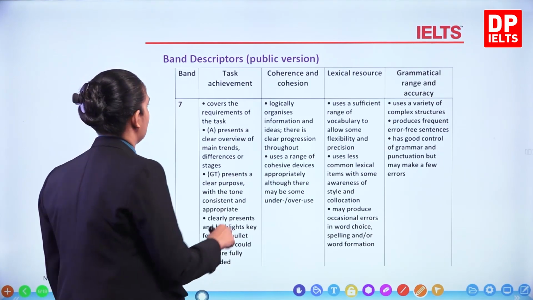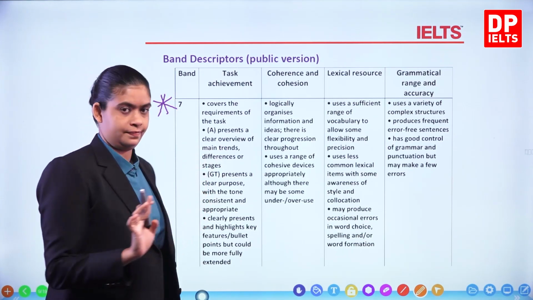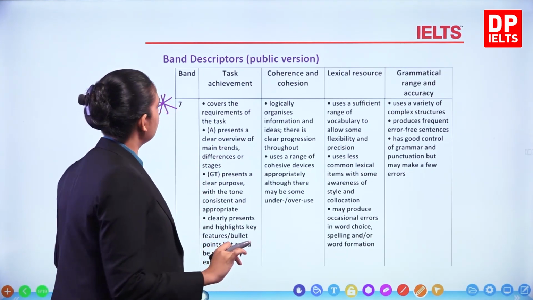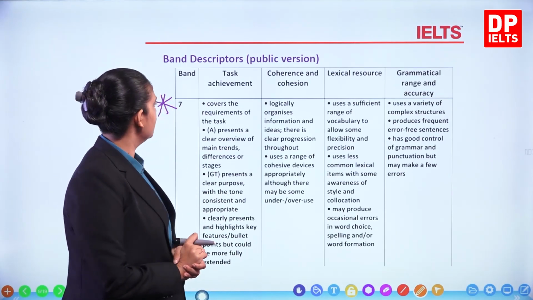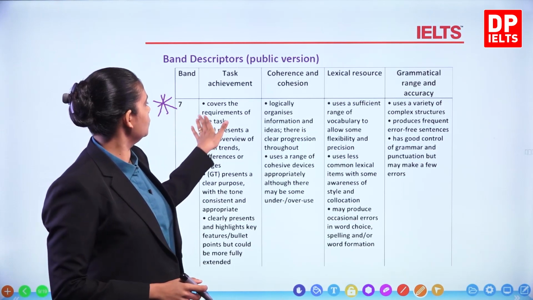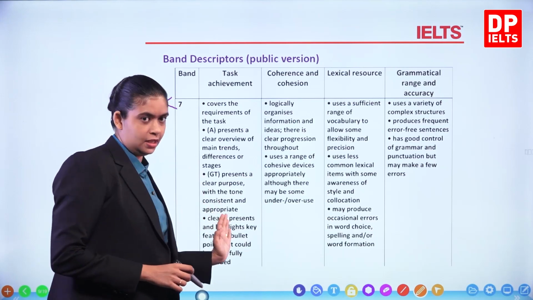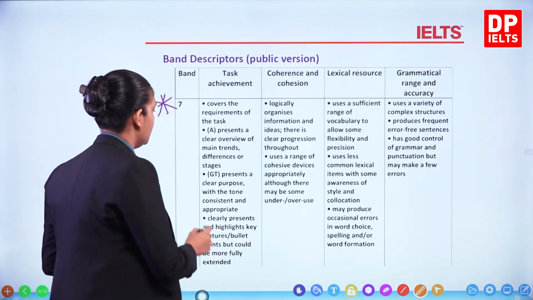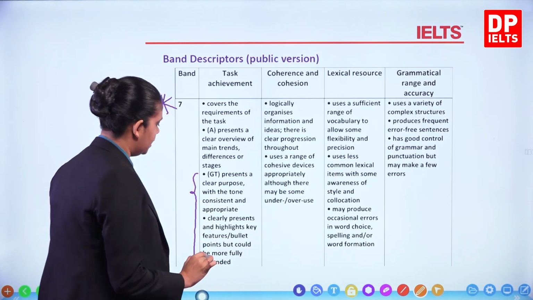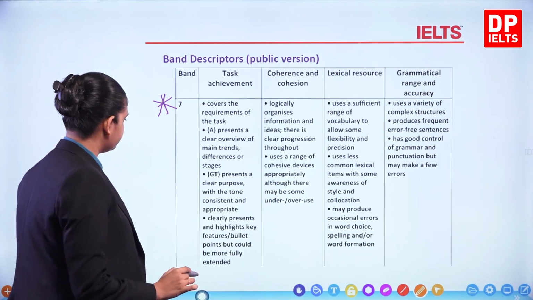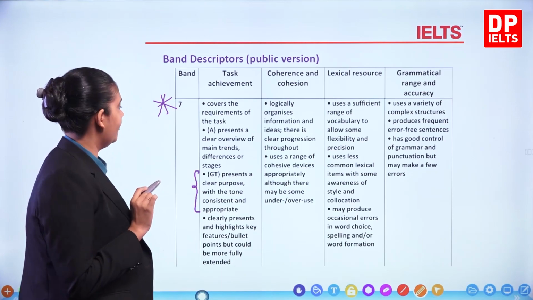Then comes the 7. This is the most prominent one. Okay. This is what most of the students who are doing academic want, right? Now here you cover the requirements of the task. Now I don't want you to go through GT, but it's there. That's why I have put it. But this part is not for the academic students, right? It is for the general students, okay?